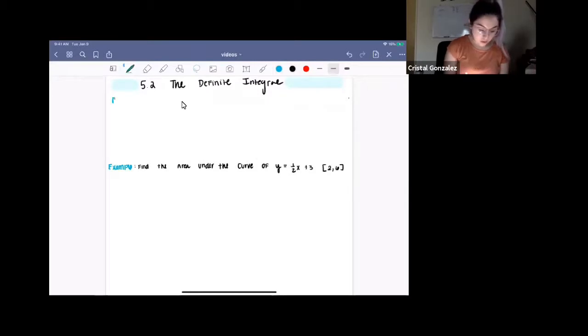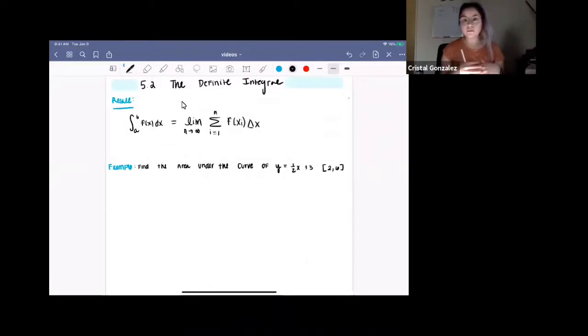So recall that if we have the integral between a to b of f of x, or the area under the curve, that's going to equal the limit as n approaches infinity of the sum from i equals 1 to n of f of xi times delta x. So we did an example last video about this, and now we're just going to do a few more and introduce a couple new concepts in this video, and that'll be it for 5.2.